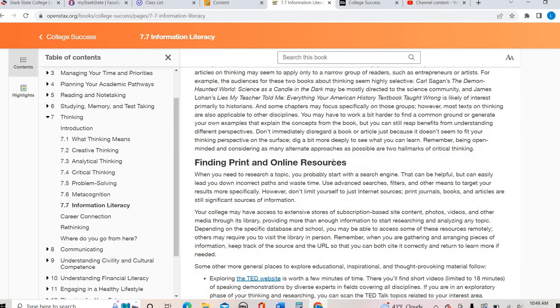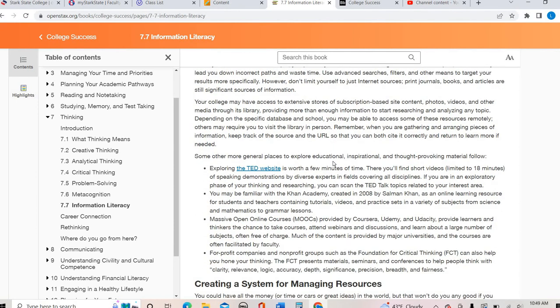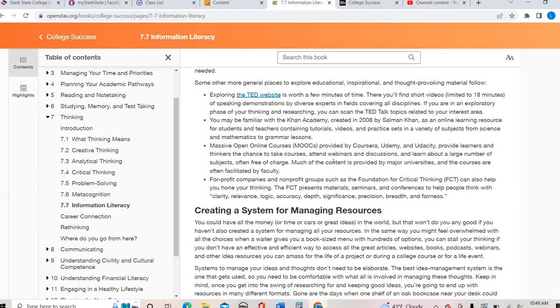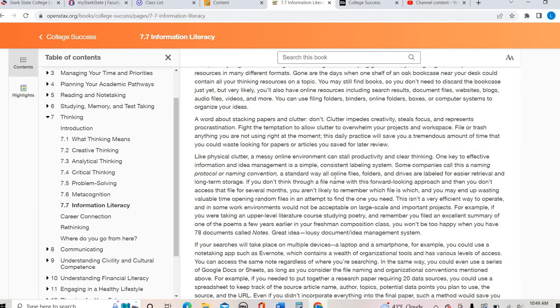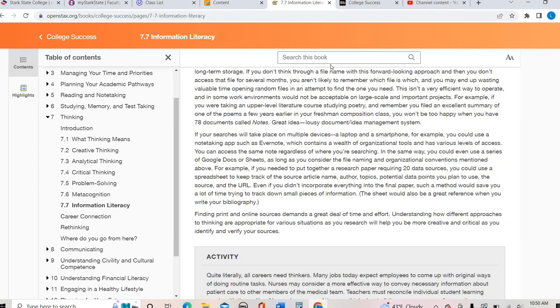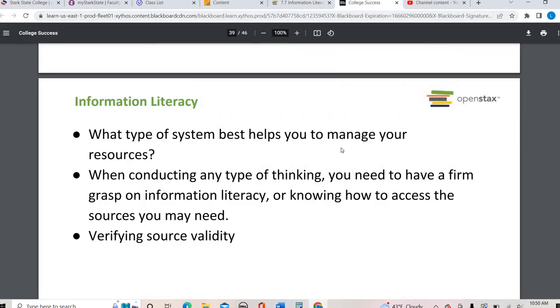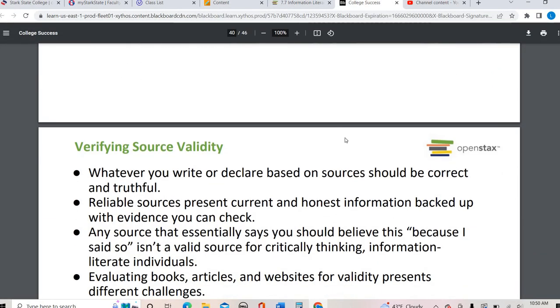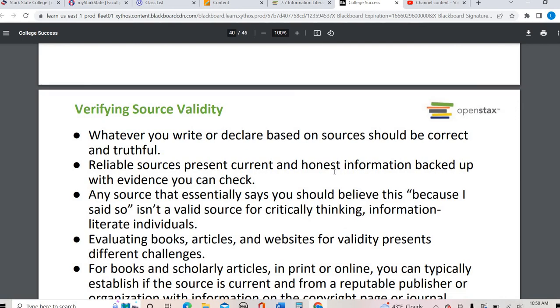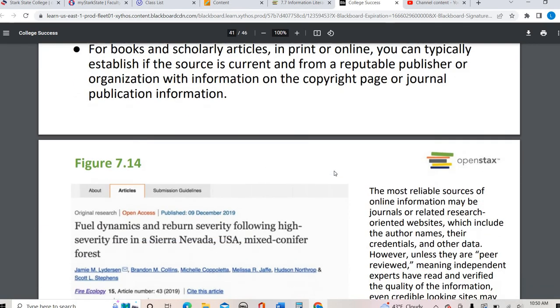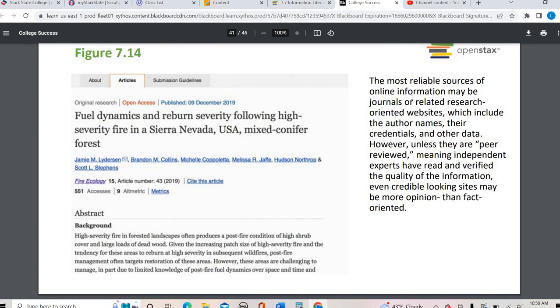So this goes into a lot of detail about information literacy and making sure that you are evaluating sources and taking the time to look at them from different perspectives and analyze the usage behind them. And this goes into more verifying source validity and evaluation of all these different sources. Here's that copy of that article.